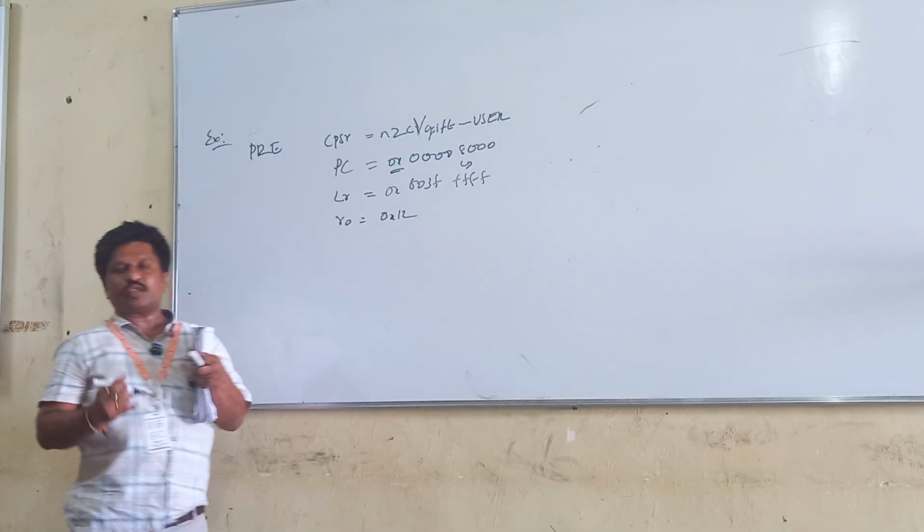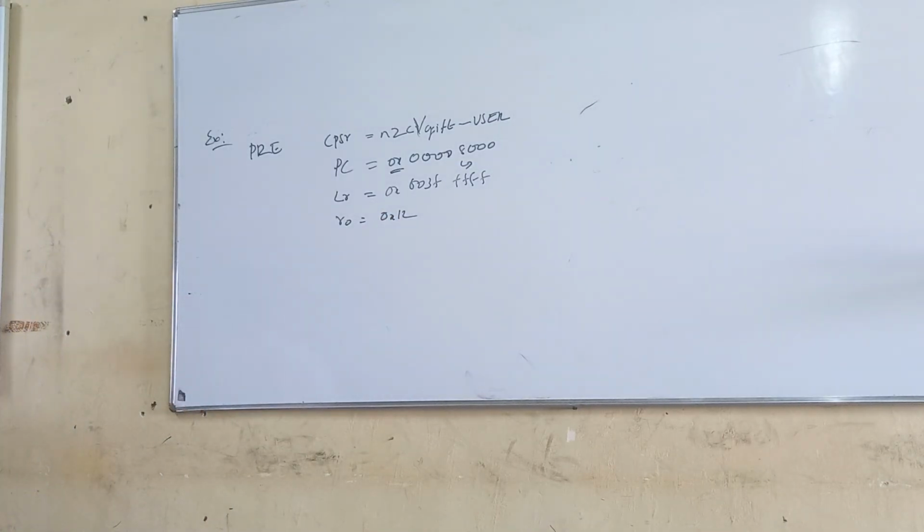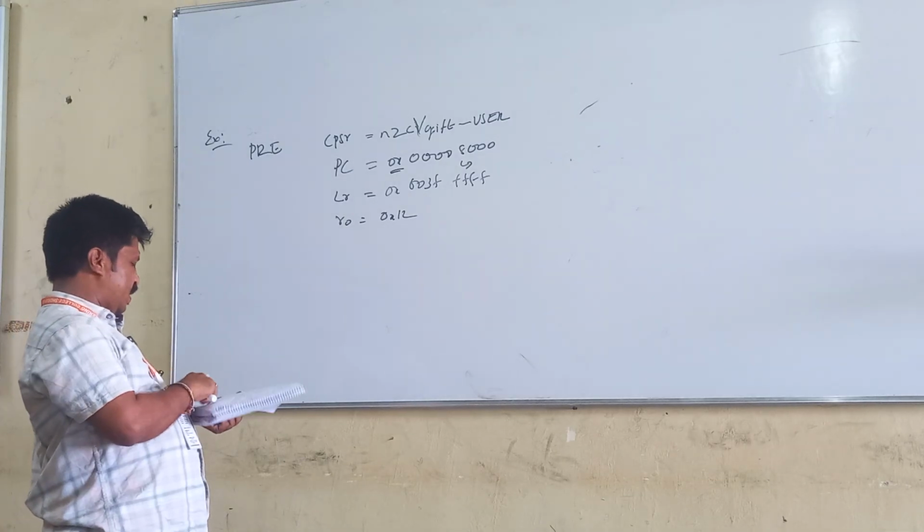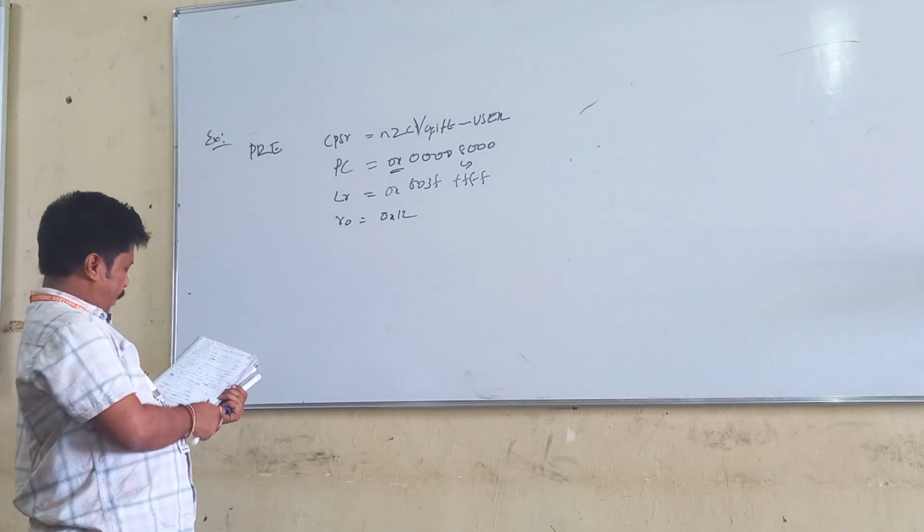What is 0x12? C is for the 12. 8 is for what? Supervisor mode. I have given that one. 12 is nothing but C only, that's the prefetch abort mode. Let me write whether it's a prefetch abort mode or not.